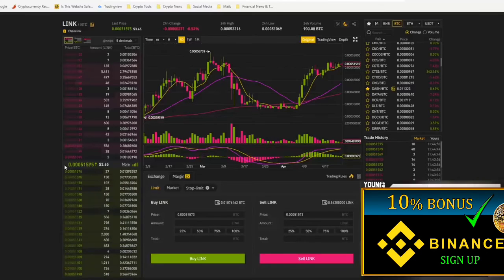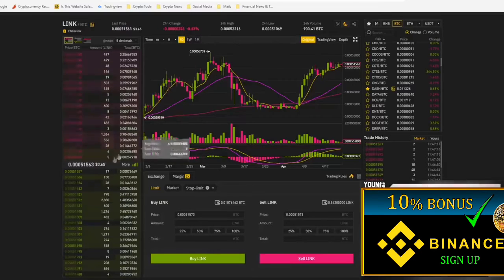Here you can see the current price. This is the price in Satoshis. Satoshis is a part of Bitcoin. So 100 million Satoshis is one Bitcoin. So Bitcoin is divided into 100 million pieces, and one of that is one Satoshi. And we can see the price of Chainlink here in Satoshi. So currently that is 51,582, which is currently $3.65.